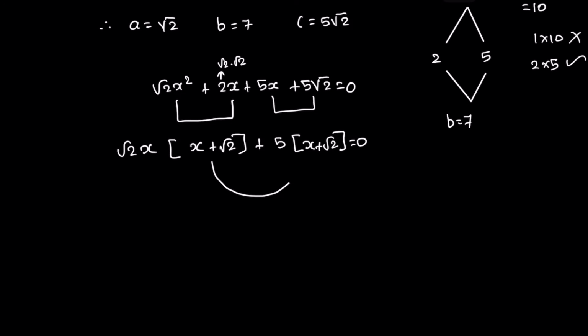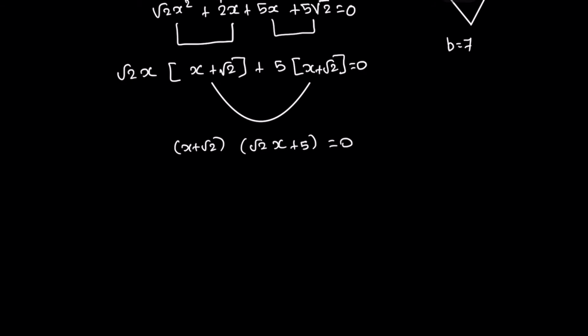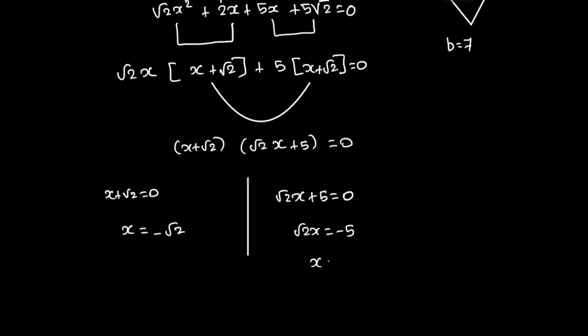Again the x plus root 2 is common for both terms, so just take it out. X plus root 2 is common, then root 2x plus 5. So these are the factors. If you need the values, just equate them to zero. x plus root 2 is equal to 0 means the value of x is equal to minus root 2. Then root 2x plus 5 is equal to 0, then root 2x is equal to minus 5 and x is equal to minus 5 divided by root 2.